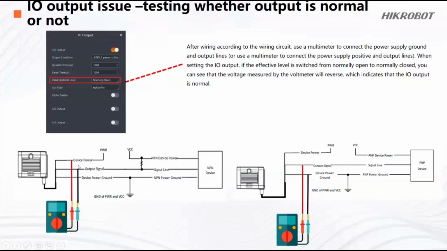The voltage should be the same as your voltage source. If you find the voltage has changed and has a value, it means the output function is normal. You need to check your connection for something wrong. Normally, we recommend these two ways to connect with your output devices.